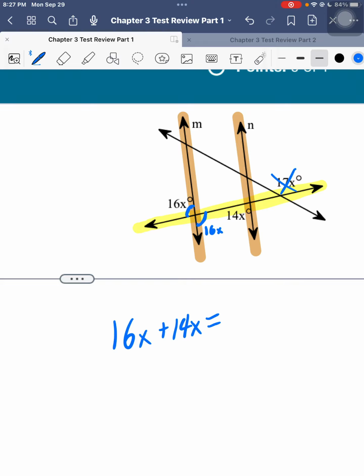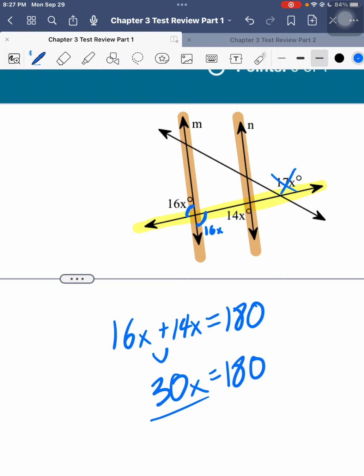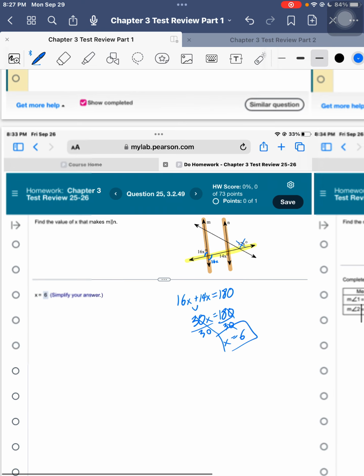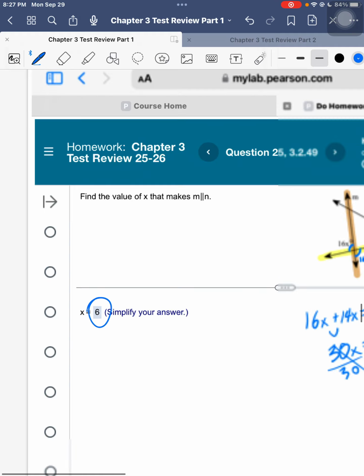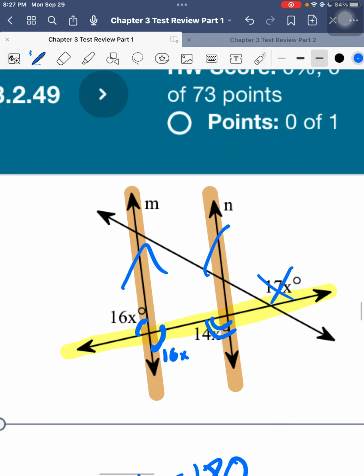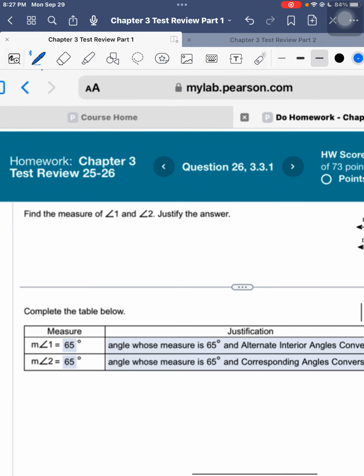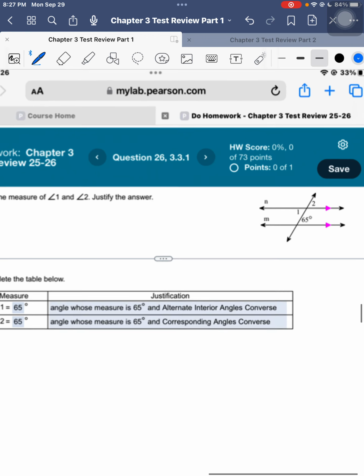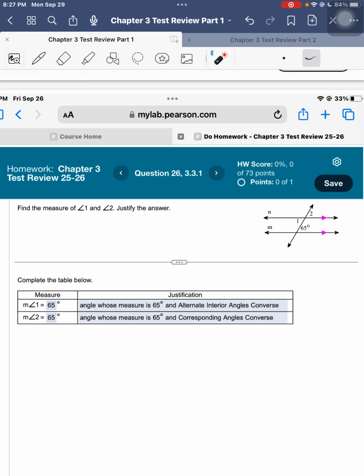So how do we do that? Well, let's find the value of X. 16X plus 14X equals 180. So X equals 6. So my X value is 6. If my X value is 6, then this angle and this angle will be supplementary, which proves the transverse lines are parallel.